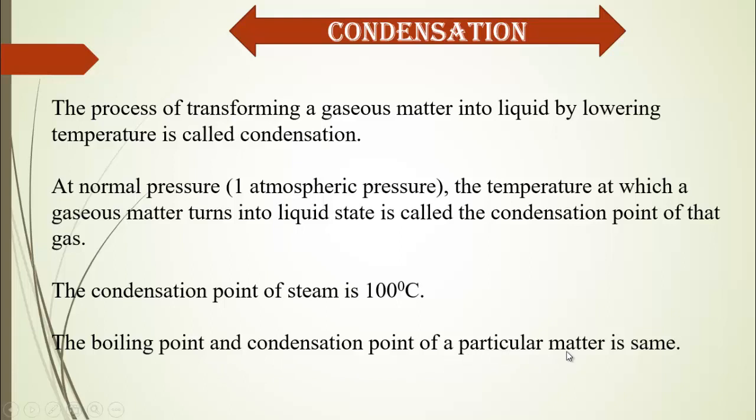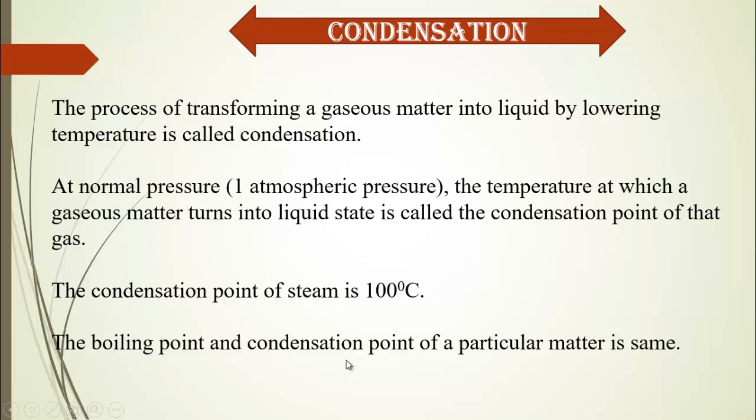What is the meaning of this line? Boiling point and condensation point. Boiling point means conversion of liquid to gas, and condensation point means conversion of gas to liquid. And these two points are actually the same point for the same matter. Why? For example, water boils at 100 degrees centigrade into water vapor, and also water vapor condenses at 100 degrees centigrade into liquid water. So, like this way, for every matter, boiling point and condensation point are always the same.